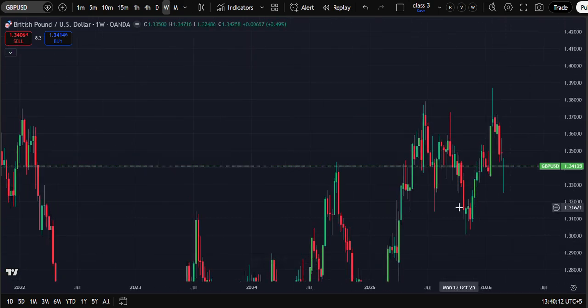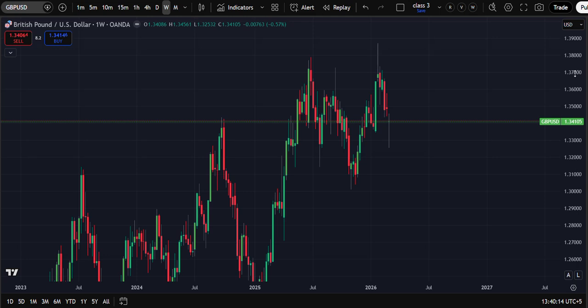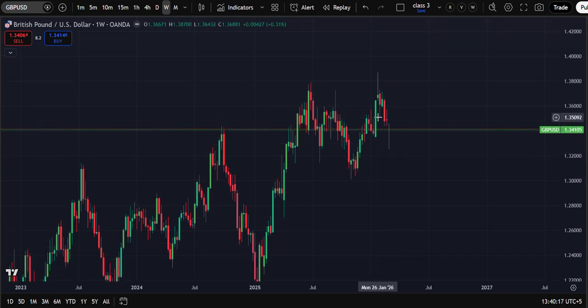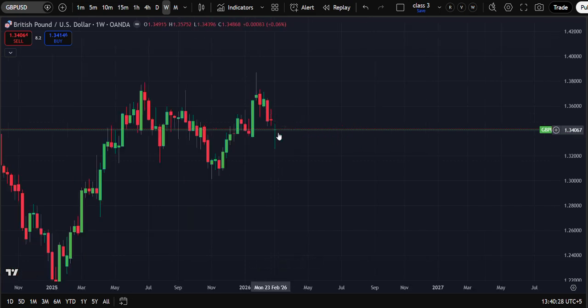So, let's get back to the weekly time frame. We are still kind of bullish, guys, but with this big wick we made last week, we made kind of a low, but it's a much bigger wick. So I'll move on to the lower time frame.